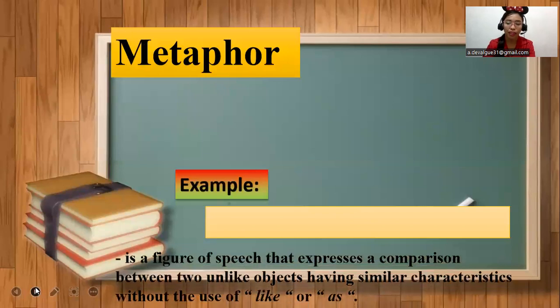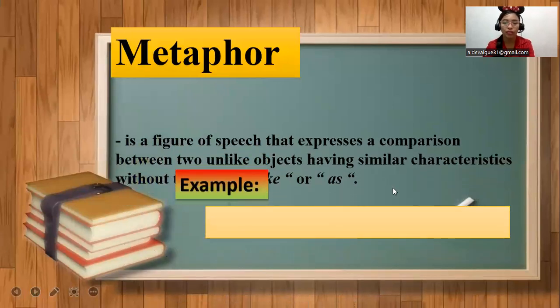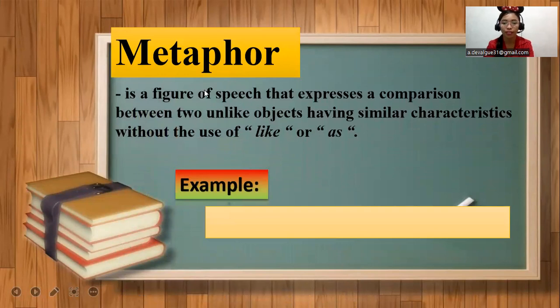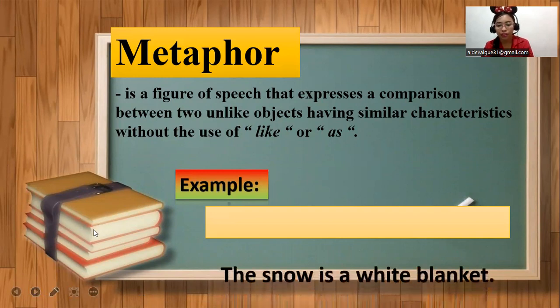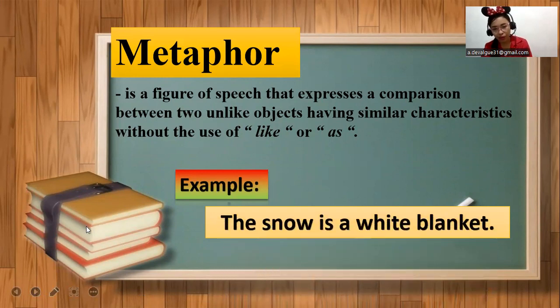Now, when you say metaphor, it is a figure of speech that expresses a comparison between two unlike objects having similar characteristics without the use of like or as. So, in short, when you say metaphor, it's the same as a simile. There is a comparison between two different things with similar characteristics. But this time it is direct, meaning it does not use like or as. So for example, the snow is a white blanket.